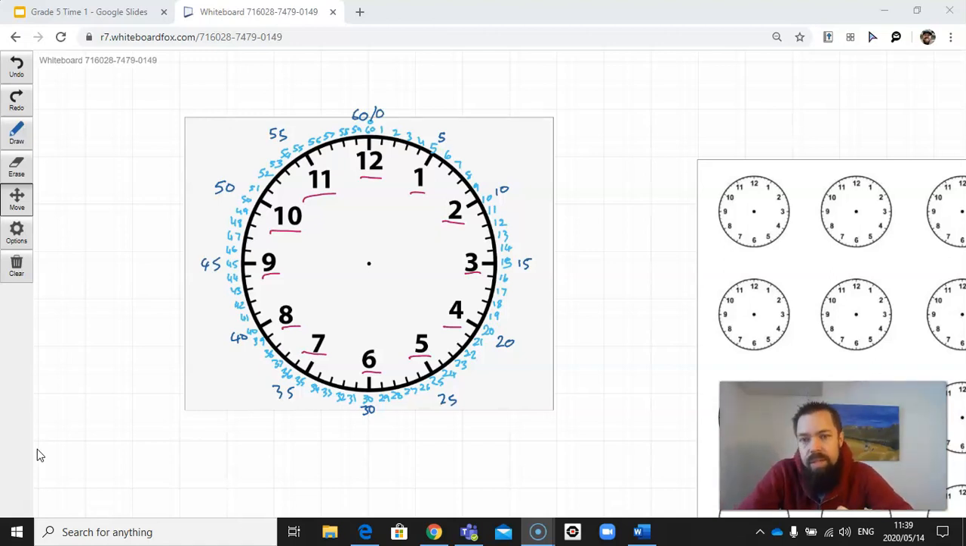I'm also not going to use a second hand, so I'm only going to use an hour hand and a minute hand when we look at it. Okay, so I'm actually going to break this down into 2 sections. First of all, how we write the number, which is probably the easier part, and secondly, how we say it.